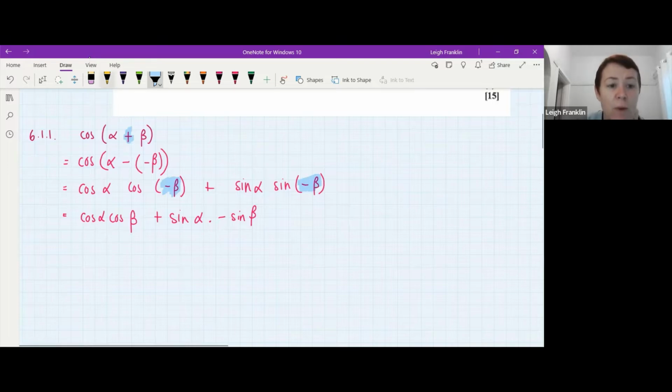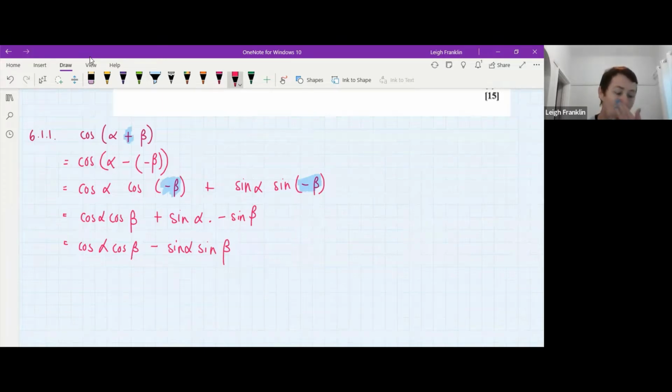Now I have to be aware that I'm adding a negative. These two are being multiplied together, so that's going to change my sign. So now I end up with cos alpha cos beta minus sine alpha sine beta, and that means I am done.